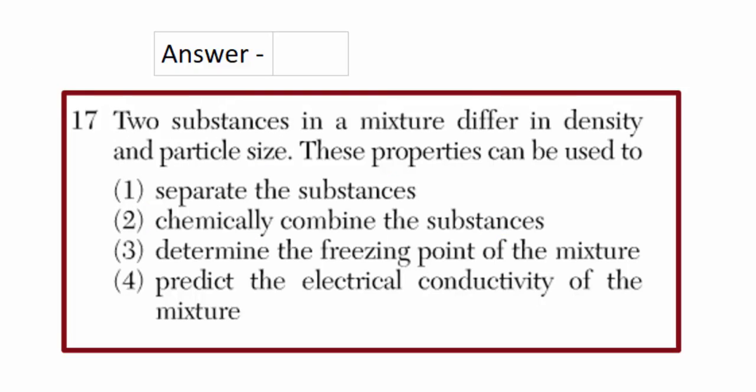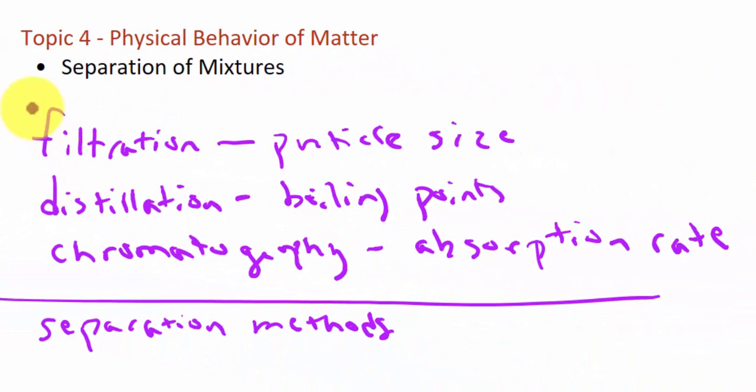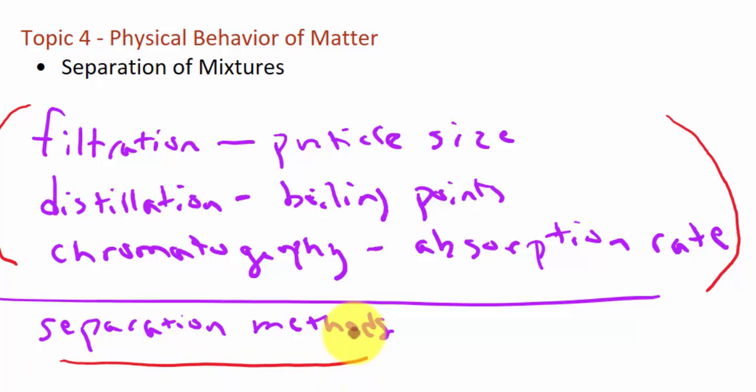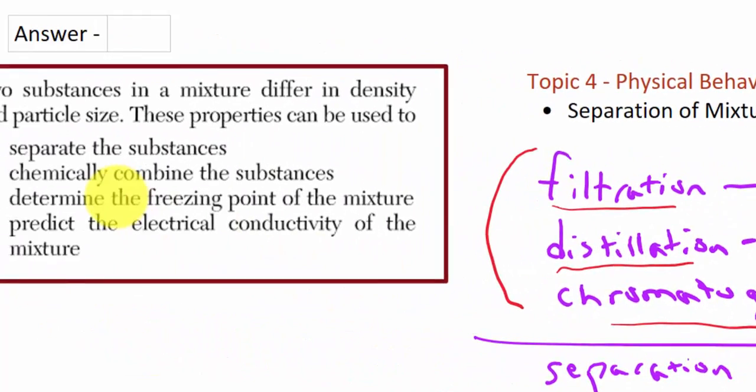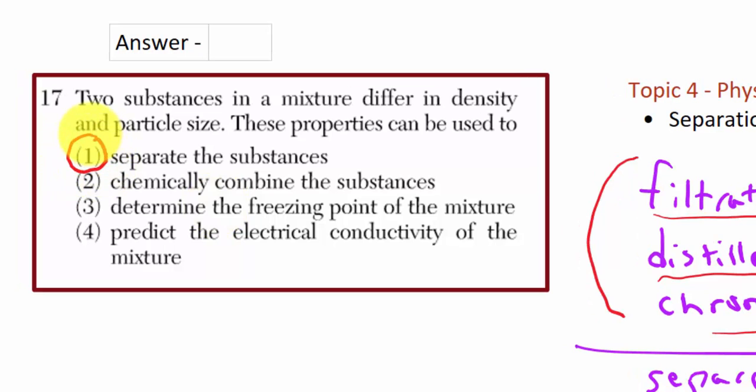Question 17. 2 substances in a mixture differ in density and particle size. These properties can be used to do what? Recall that there are many different ways you can separate the components of a mixture. These are called separation methods. Here are just a few. Filtration, which relies on the particle size, distillation, which relies on the boiling points of the different components, and chromatography, which relies on absorption rate. So separating the components of a mixture is directly dependent on what properties those components of the mixture have. This is answer number 1.